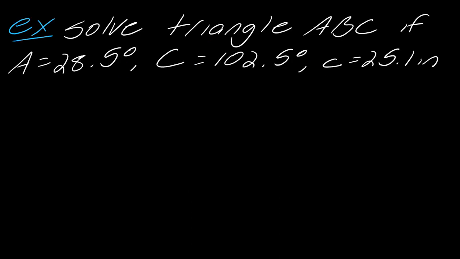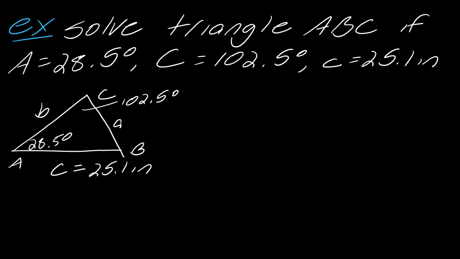Okay, so as far as actually using the law of sines, I think it's pretty straightforward. So I want to solve triangle ABC if A is equal to 28.5 degrees, C is equal to 102.5 degrees, and little c is equal to 25.1 inches. So here's my situation. And now I'm going to show you how to use the law of sines with this.